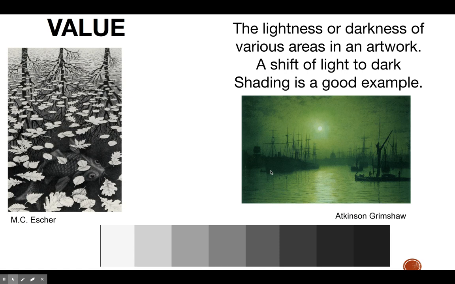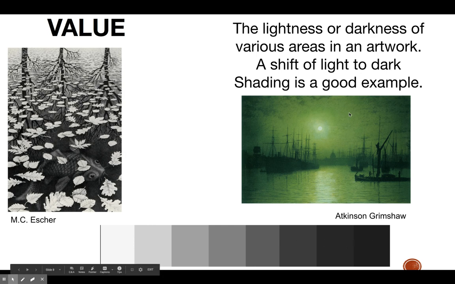Now, value is the lightness or darkness of various areas in an artwork. It's a shift of light to dark, and shading is a good way to think about this. So when we think about value, it's not so much about color, it's all about how light or dark an image is. So if we look at this gradient down here, we see that we have this light area, and then we have the dark, and everything in between is what we call value. Okay, so we have a light value all the way to a dark value.